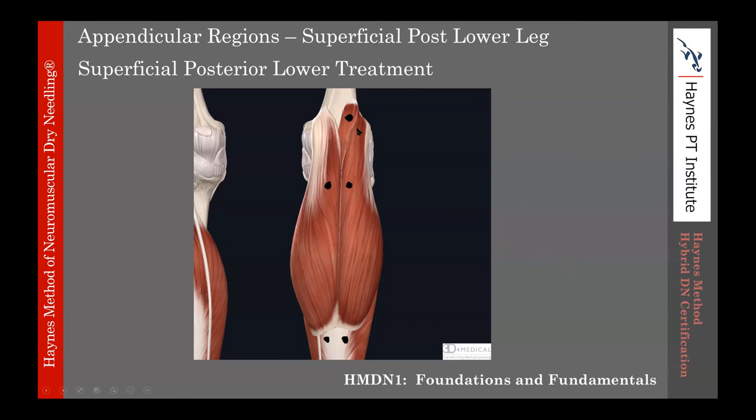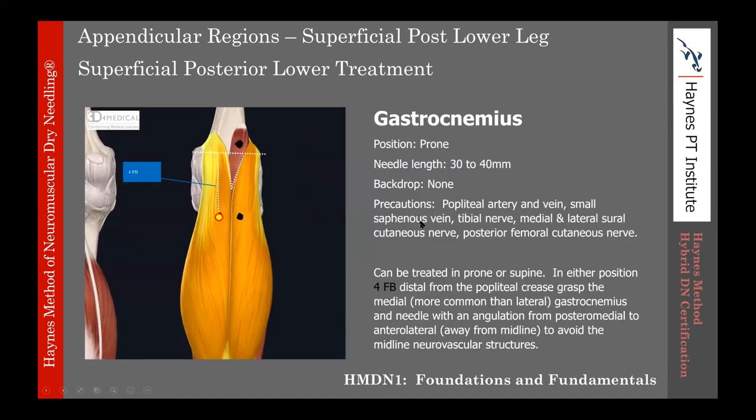Plantaris. So plantaris is going to sit inside that danger zone we talked about. And we will needle it. Our important thing is we want to stay away from midline. So we'll find where we're going to be one thumb breadth away from midline. And then we're going to still needle slightly medial, slightly lateral, away from midline. Gastroc and soleus, as you'll see, really easy, really powerful needling with those two.